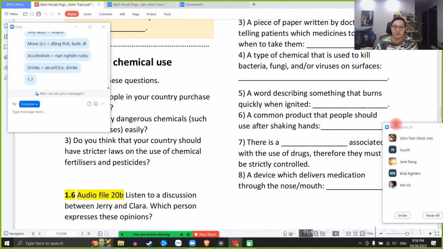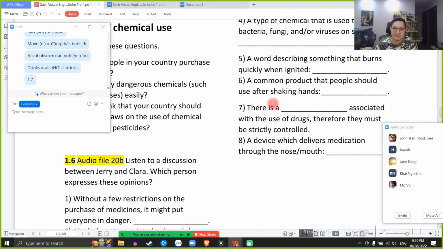Number six is hand sanitizer or sanitizer like this. It's a common product that people should use after shaking hands. Ừ. Bắt tay nhau, mỗi lần bắt tay truyền bao nhiêu vi khuẩn cho nhau. So they need to use hand sanitizer after shaking hands because millions of bacteria can come from one hand to another when they shake hands. Mm-hmm. Cầm tiền nữa, when they touch money too.